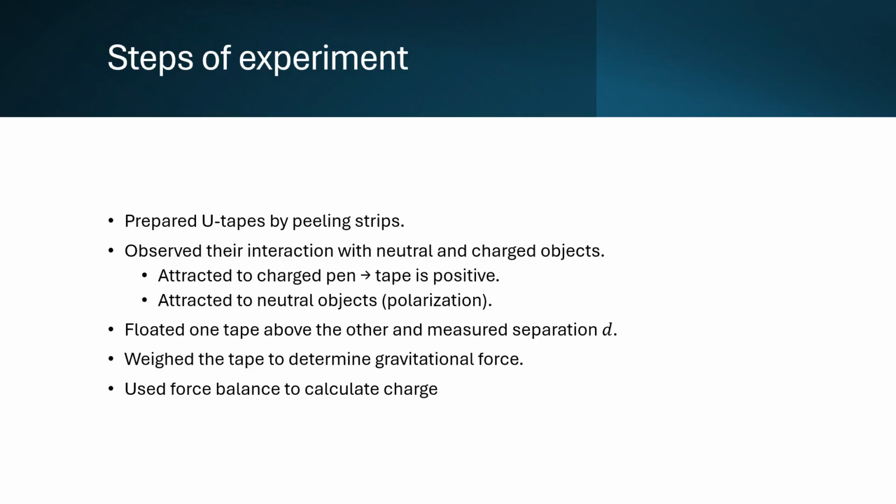This is how we did the experiment. I don't really have a picture of it, but this was the step-by-step process. We prepared tapes by peeling strips, placing tape on the table and placing another tape on the table, and then pulling it off really fast so it became charged. And then we observed the interaction with neutral and charged objects to determine what charge was on the tape.